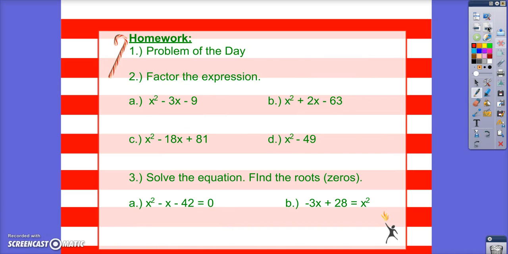All right, so that's it for today. Here's your homework problem of the day. In number 2, I want you to factor the expressions, and then in number 3, I want you to solve the equations and find the roots.